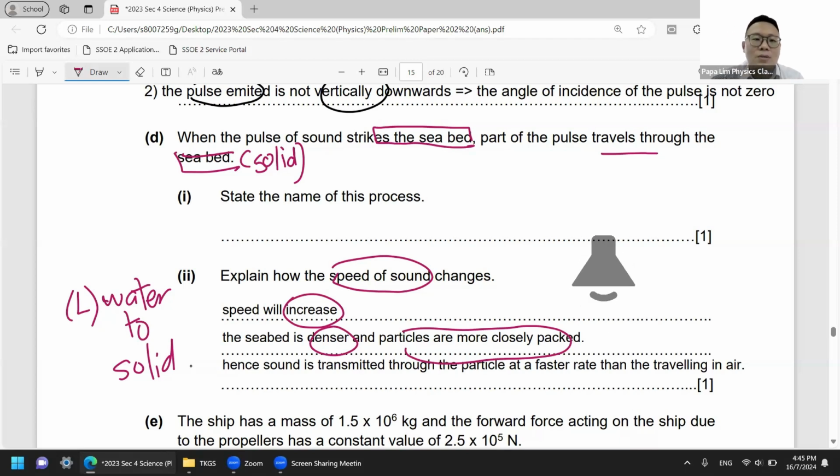So you look at the keywords we are looking at. For this particular part, I'm looking at students being able to identify the changes in speed, and being able to relate the molecular structure, or the closely packed density, with the speed of sound itself. These are the two keywords that I usually look at when I look at how sound changes pertaining to reflection.